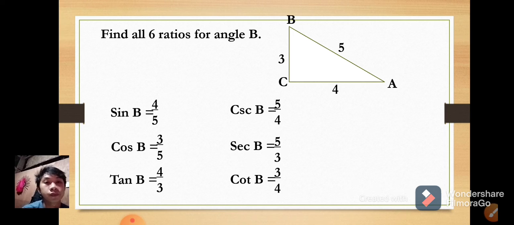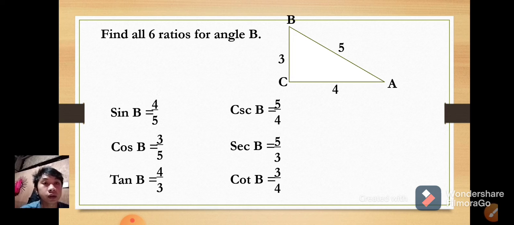So for sine B, which is the opposite over hypotenuse, you have sine B is equal to 4 over 5. Cos B is equal to adjacent over hypotenuse. So we have cos B is equal to 3 over 5. Tan B is equal to opposite over adjacent. So we have tan B is equal to 4 over 3.